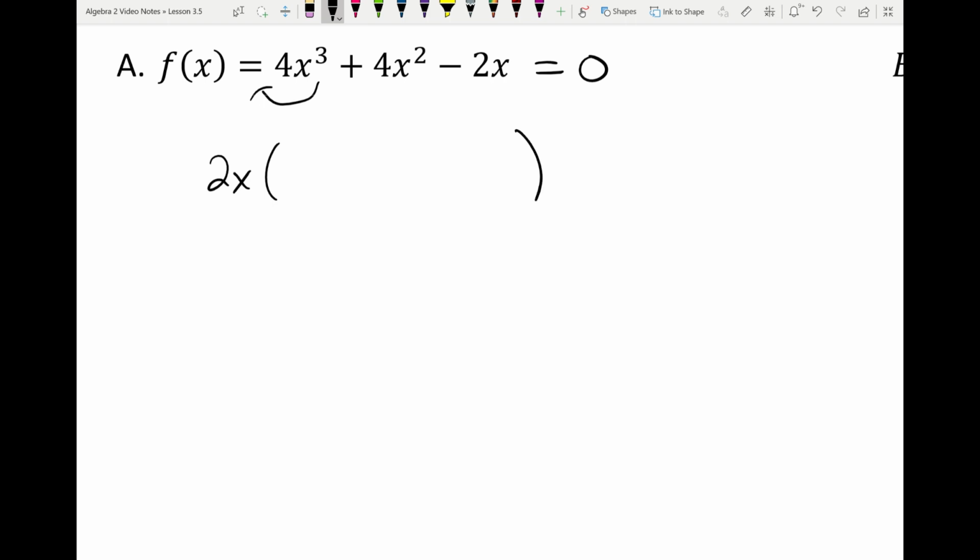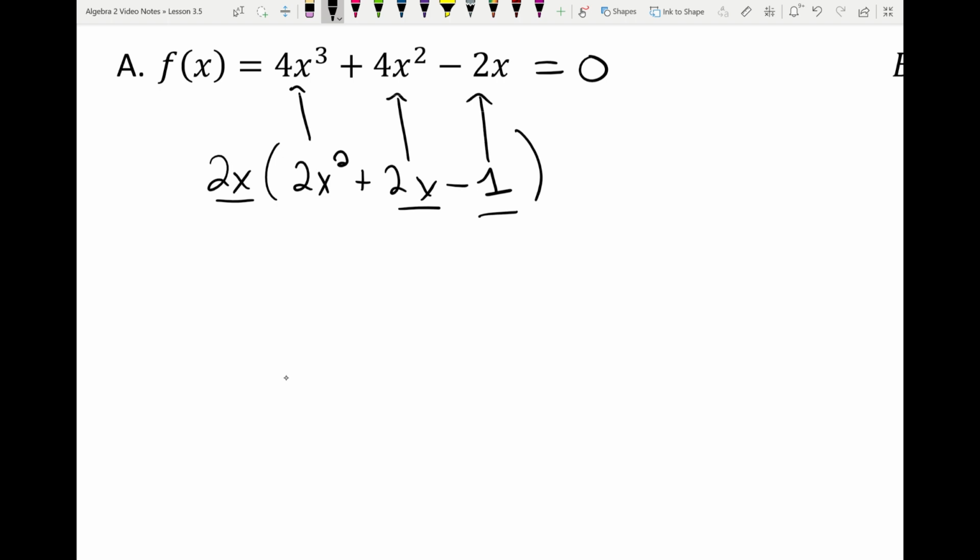And then I know that 2x times x squared is going to give me 2x cubed. I know that 2x times 2x is going to give me 4x squared. And then I know that 2x times -1 is going to give me -2x. So I'm kind of going backwards here in order to factor. If I go ahead and distribute, I should get the original. All right, so now we know that this is equal to 0.